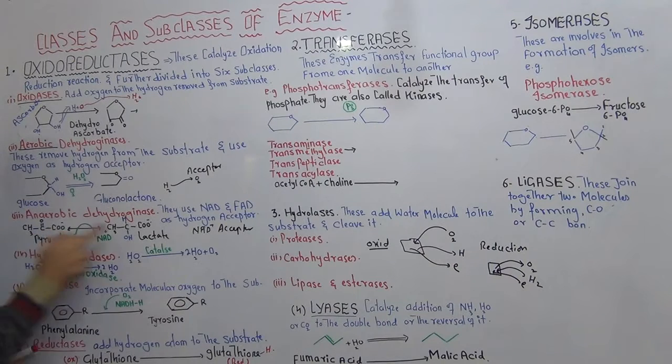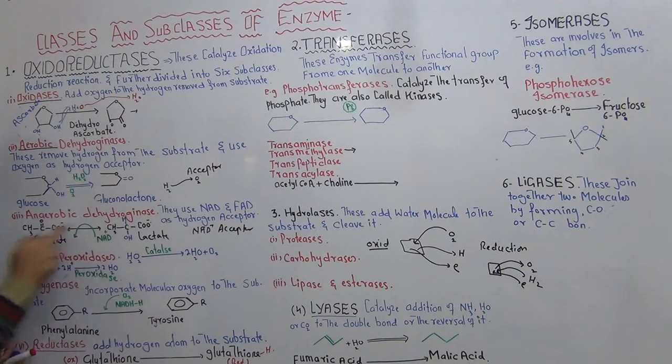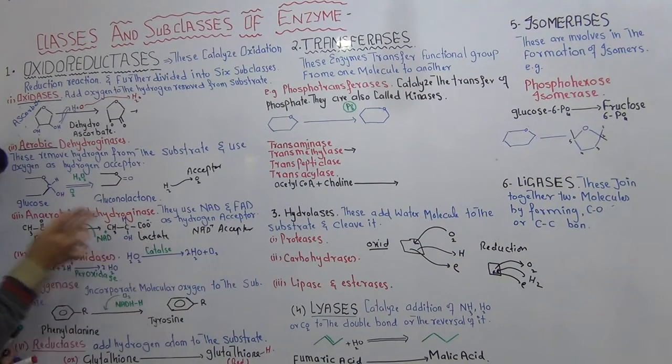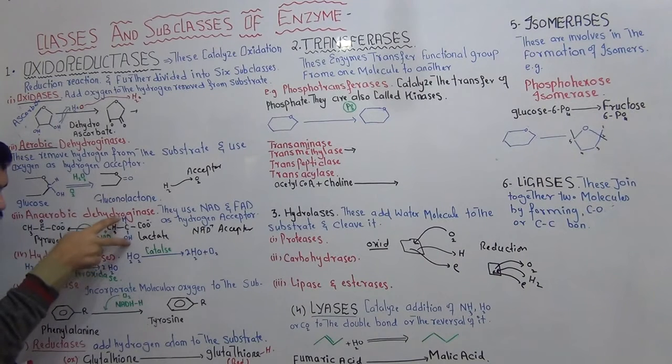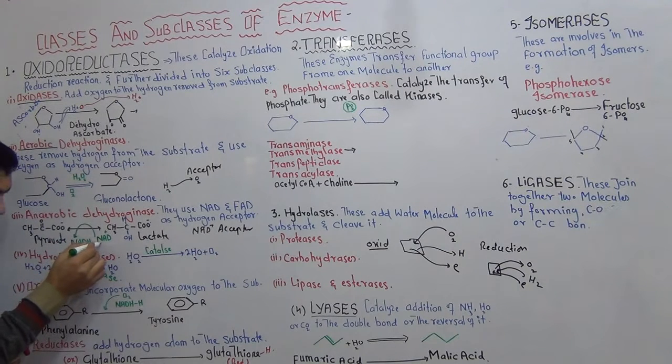Pyruvate does not have that hydrogen in this OH. The pyruvate has the oxygen, but these two hydrogen atoms are gone. These two hydrogen atoms mean this structure is converting into pyruvate. Where will these two hydrogens go? These two hydrogens will be received by the NAD. So NAD becomes what? NAD becomes NADH.